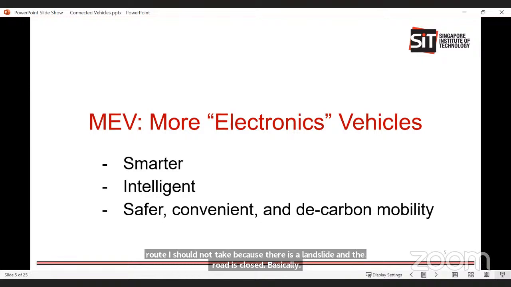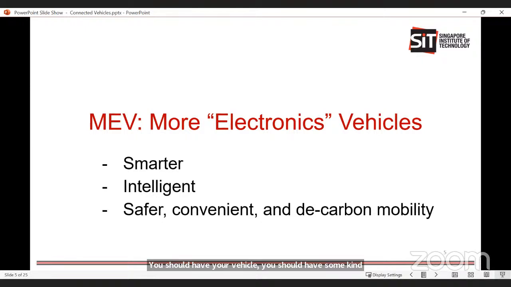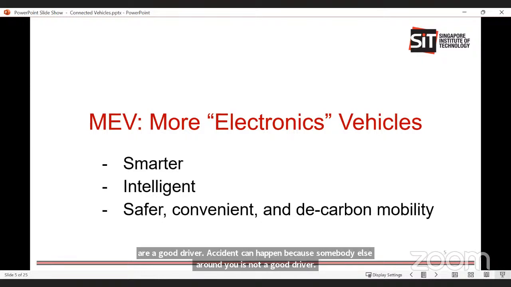So how do we come to know this? You should have your vehicle smart, with some kind of information. The vehicle should be intelligent and give you a signal. Or for safety, for example, another vehicle is coming at a faster speed to overtake. Then there is a possibility that during a blind check, if you want to change lanes, that vehicle can hit you. Accidents may not happen because you are a bad driver. An accident can happen because somebody else around you is not a good driver. You want to do safe driving, but if somebody hits you, you can't do anything about that.